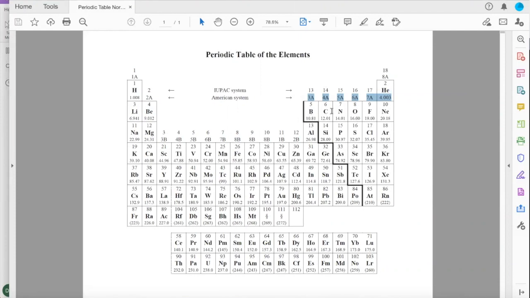So again, if I ask you guys, nitrogen has how many valence electrons? 5. It has total 7. We understand that, but we don't worry about that number. We worry about this 5. It's in group 5. It has 5 valence electrons.